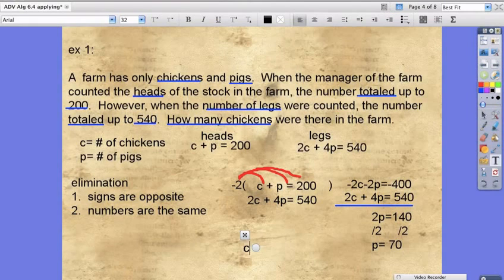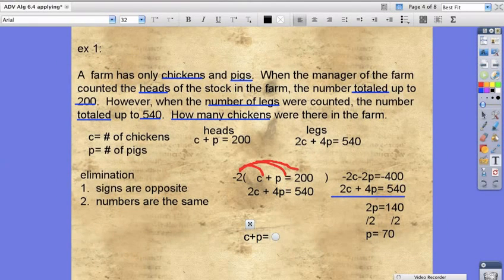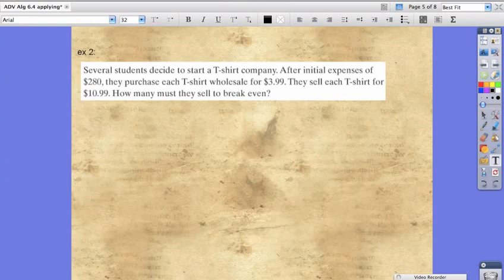So we're going to use our easiest equation, c plus p equals 200, and we want to solve for chickens. We have 70 pigs, so we're going to simply subtract 70 from both sides and find that c is equal to 130. So to answer the question, we have 130 chickens. And now you're done. Let's try another example.